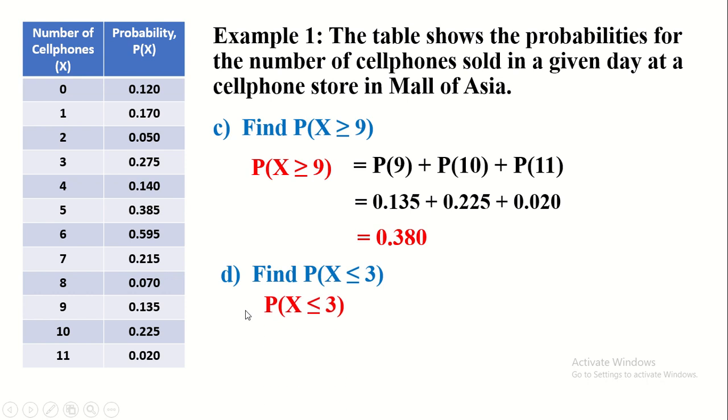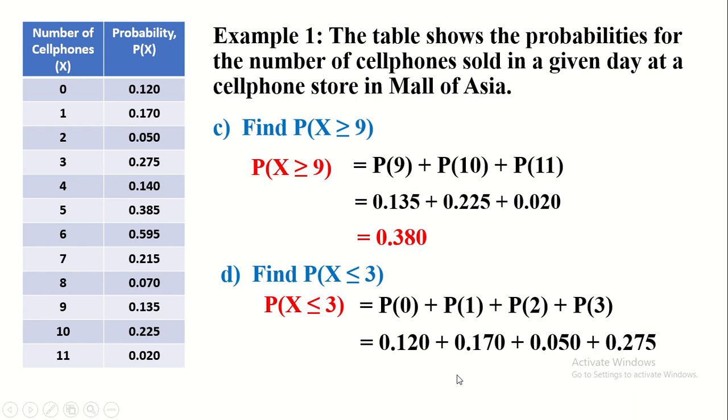So, we have the probability of 0, probability of 1, probability of 2, at probability of 3. Ang mga probability na mas mababa kay 3 ay 2, 1, and 0. Kaso, may equal sign ka rito. Kaya, isasama mo si probability of 3. And then, you have to substitute.